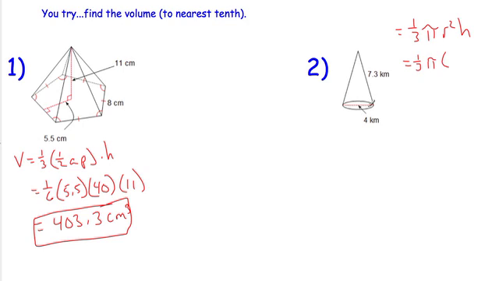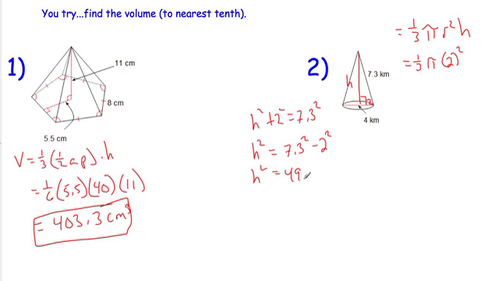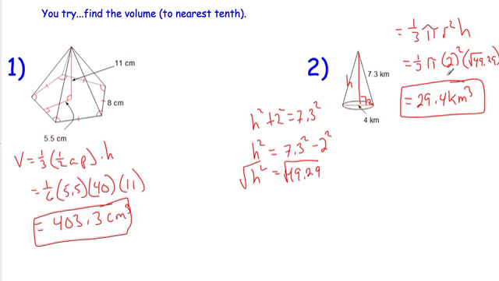Alright, over here we have 1/3 pi r squared h. 1/3 pi r is, the diameter is 4, then the radius is 2. H, ooh, I don't know my h, so I need to find it. So if this is 2, this is our height. So height squared plus 2 squared equals 7.3 squared. So the height squared equals 7.3 squared minus 2 squared. The height squared equals 49.29. Take the square root of 49.29. Now this is kind of nasty, so I think we should probably just multiply it all out, regardless of the pi. Let's just get a decimal approximation. So 1/3 times 3.14 times 4 squared times that, and we should get 29.4 kilometers cubed.